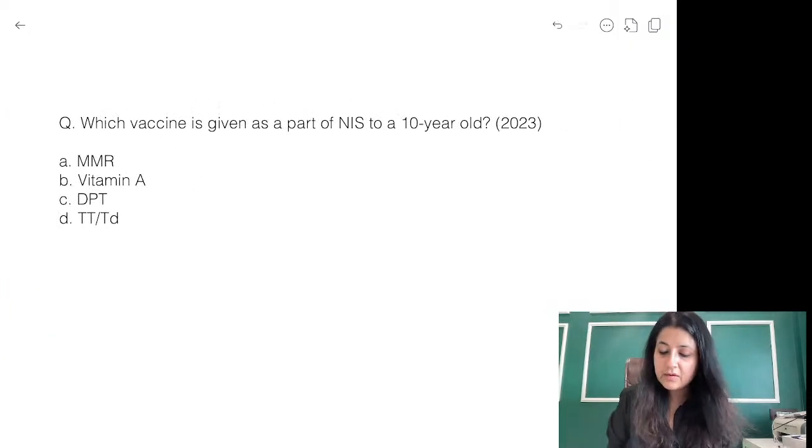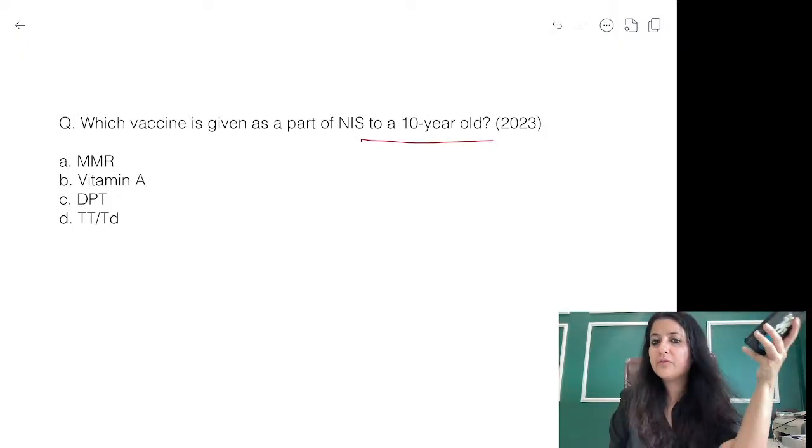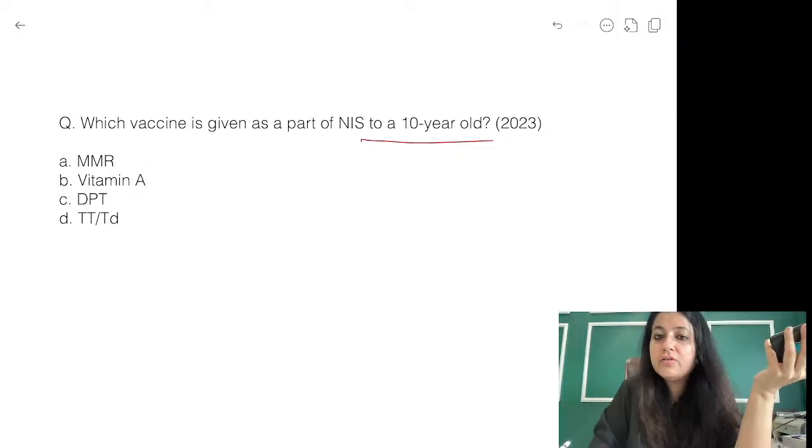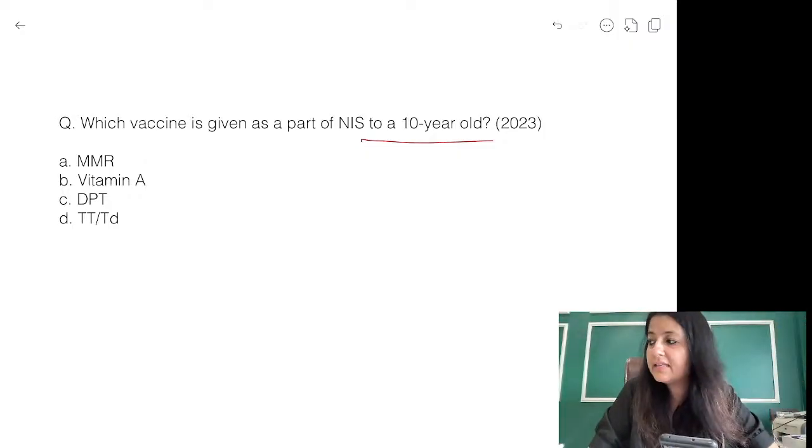Okay. Which vaccine is given as part of NIS to a 10-year-old? What is the answer to this? 10-year-old school going child, national immunization schedule. कौन सा वैक्सीन दोगे to a 10-year-old?